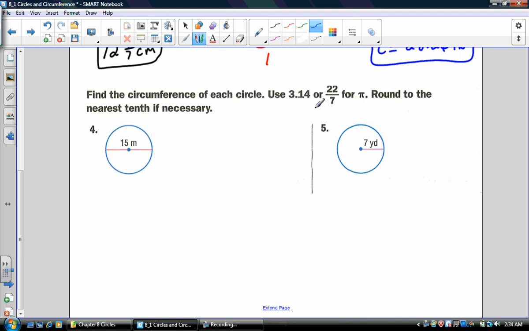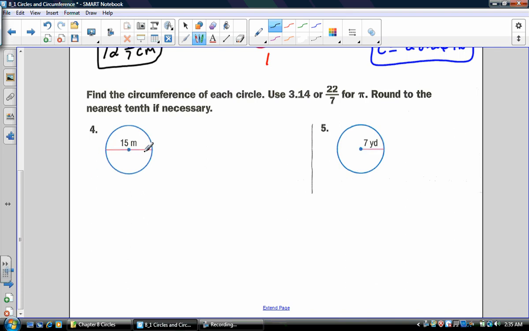Use 3.14 or 22 over 7 for pi. Round to the nearest tenth if necessary. And guys, it really doesn't matter which value you want to use for pi. If you want to use 22 over 7, that's fine. If you want to use 3.14 for pi, that's fine. Bottom line is we're approximating pi, so we can use either one of those approximations.